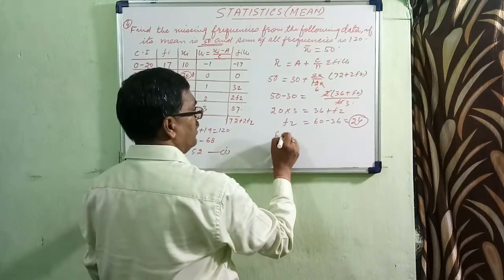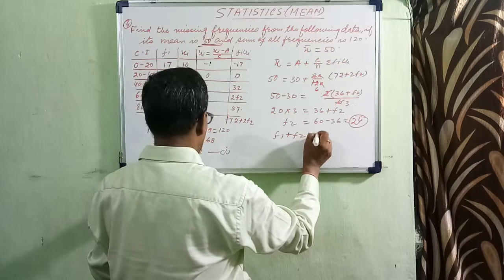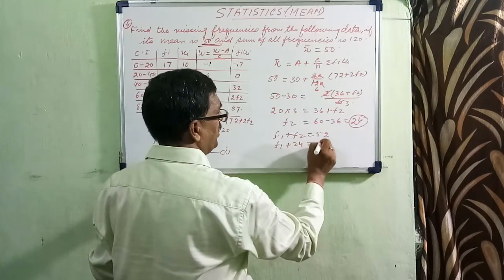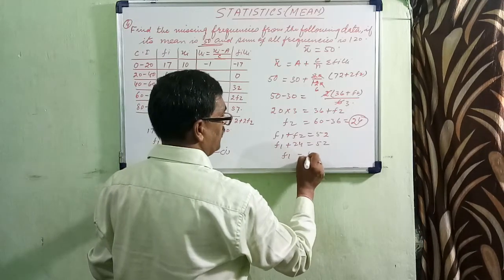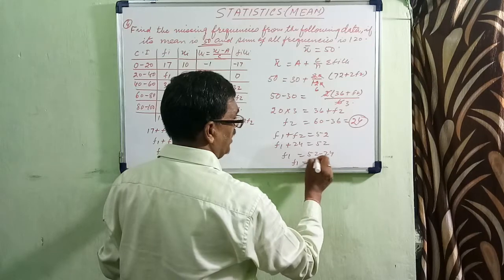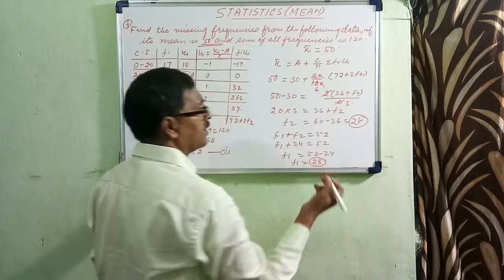So what is F1 plus F2? You have 52. So F1 plus 24 is equal to 52. Therefore F1 is equal to 52 minus 24. So F1 is equal to 28, and that is the answer.